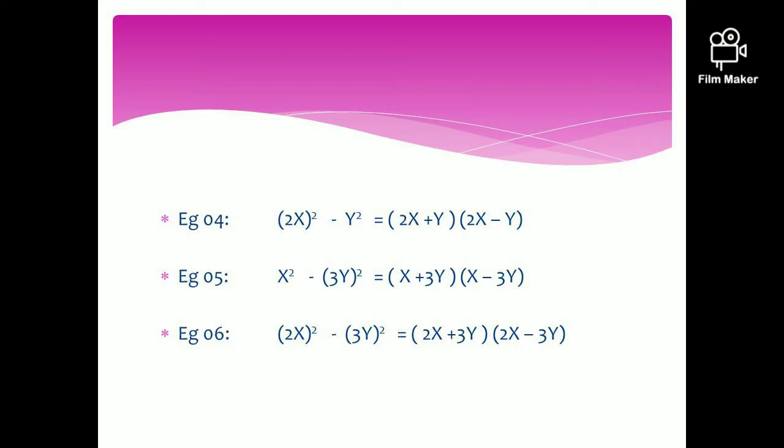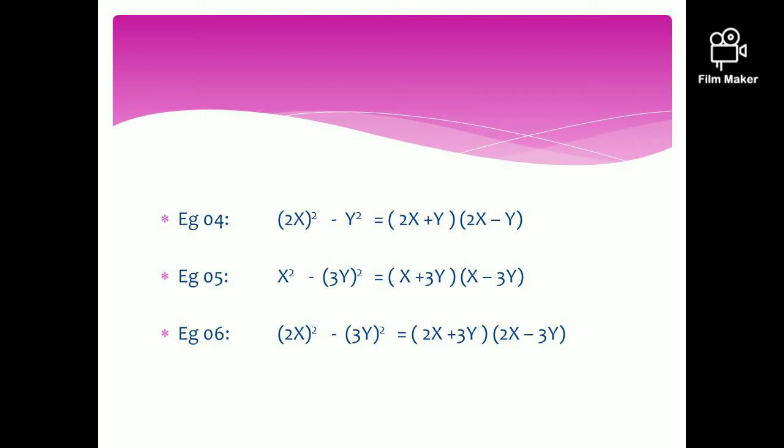Example 4 is to factorize 2x whole squared minus y squared. Therefore, the first square number is 2x, next square number is y squared. Therefore, you can write 2x plus y, 2x minus y. It's very easy. If you come up with example 5, the question is x squared minus 3y whole squared. Therefore, it's x plus 3y into x minus 3y.